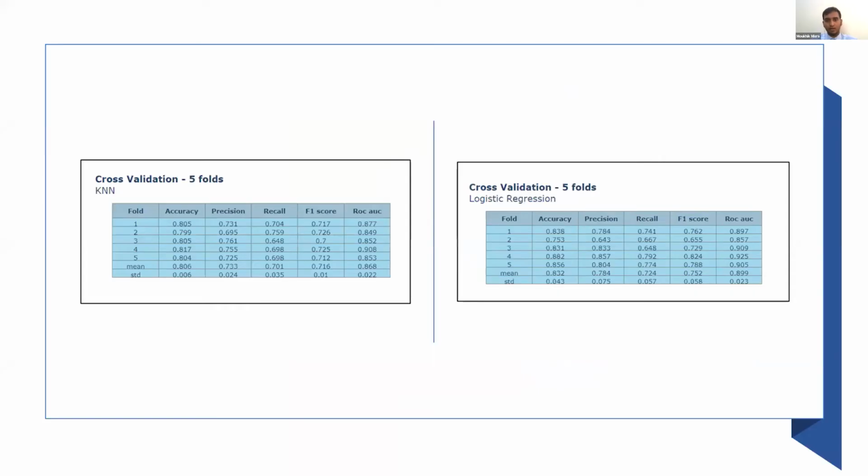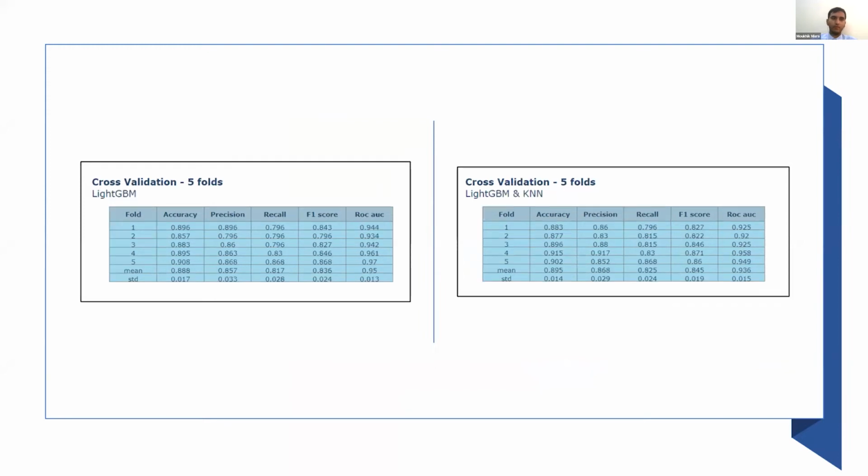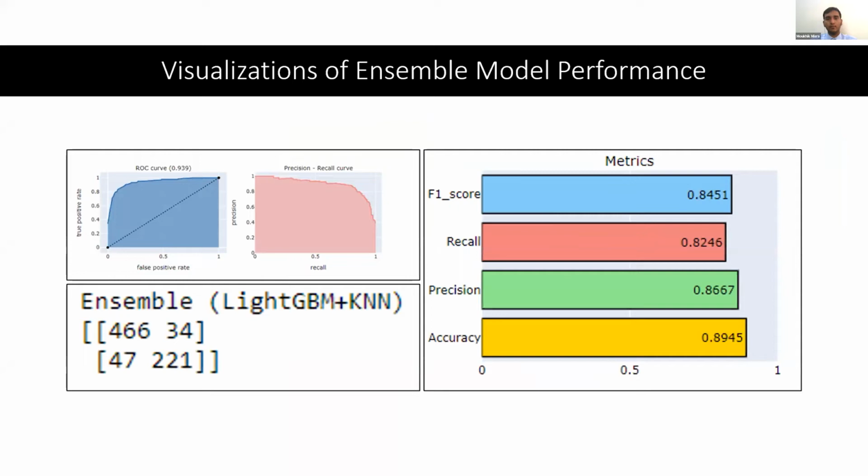So as you can see, here are cross-validation results for the 5 folds. Each cross-validation we performed 5 times for all of the particular models. You get our accuracy, precision, recall, F1 score, ROC AUC. We've done the same for the light gradient boosting machine and the ensemble technique.